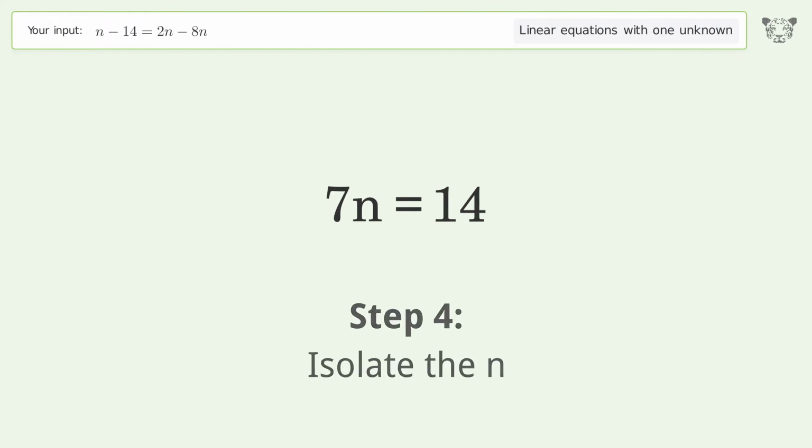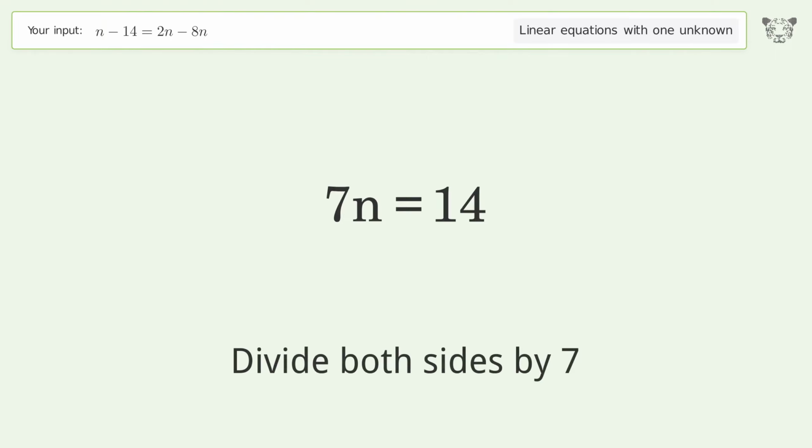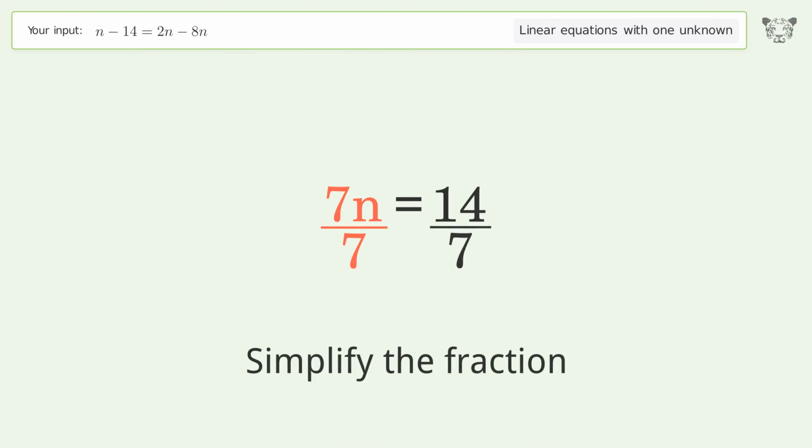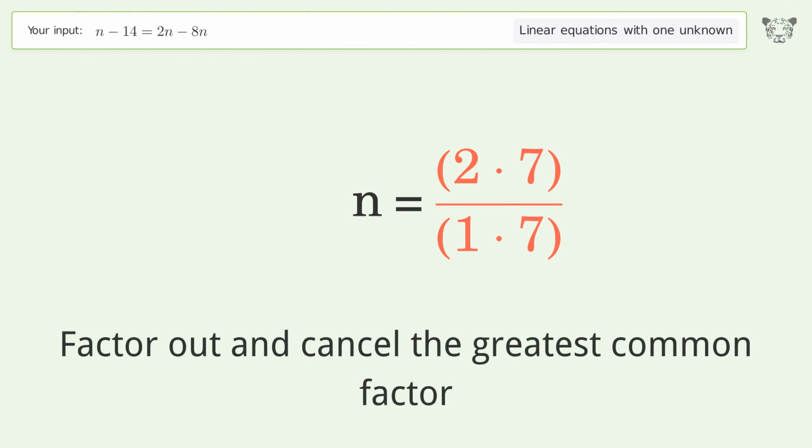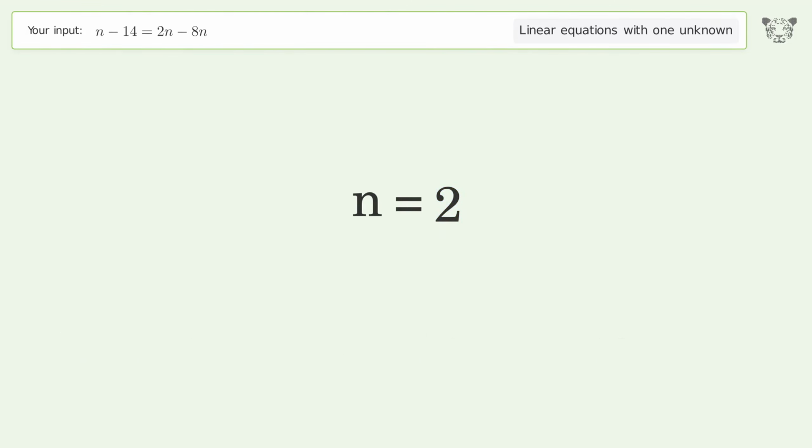Isolate the n. Divide both sides by 7. Simplify the fraction. Find the greatest common factor of the numerator and denominator. Factor out and cancel the greatest common factor. And so the final result is n equals 2.